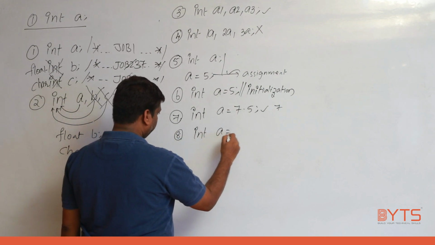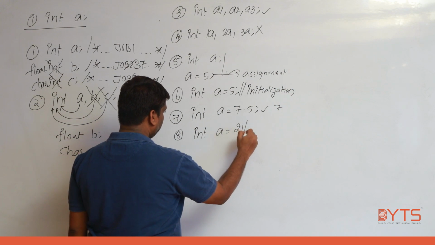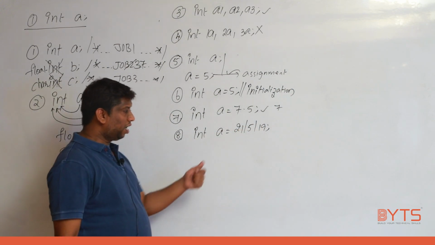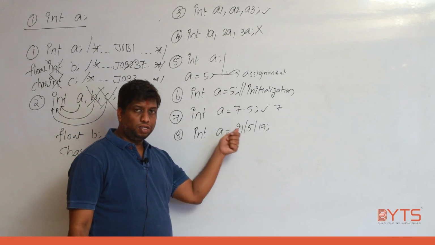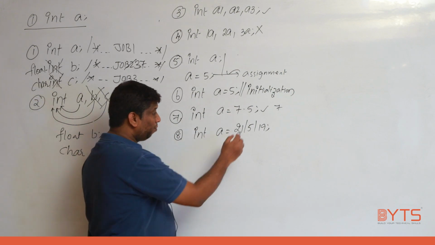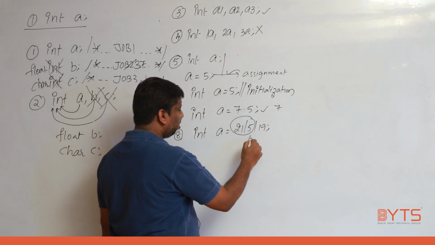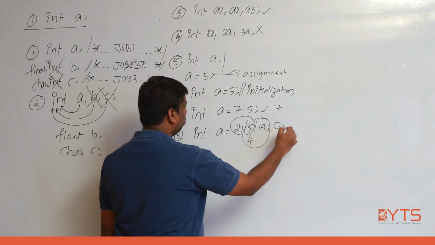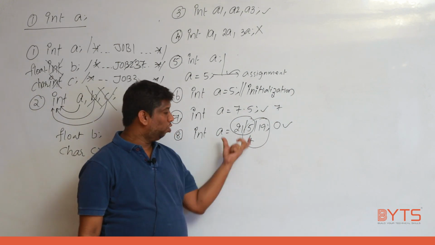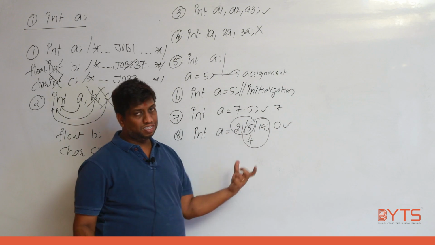Well, next, a = 21/5/19, I am writing. Is this valid or not valid? Understand, this is not a date. This is just an expression. 21 by 5 will be how much? 4. And 4 by 19 will be how much? 0. Valid. Don't get confused. In the exams, they will give you this type of questions to confuse you. You people will assume this is a date. This is nowhere a date.